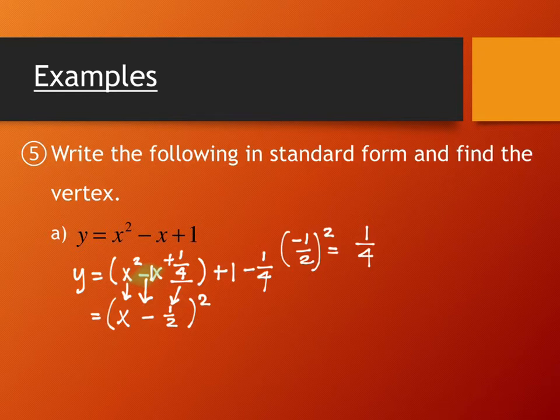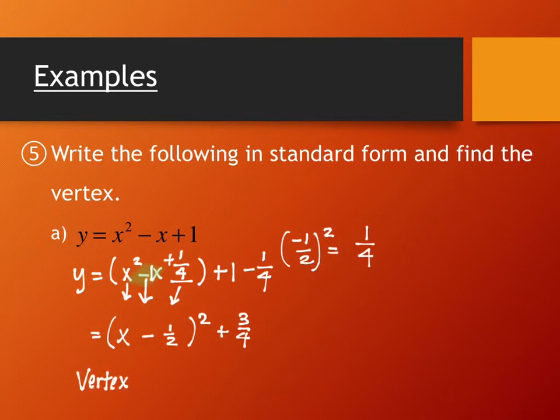Now I need to know what is 1 minus 1/4. 3/4. Hopefully you're thinking quarters. Right? $1 minus a quarter is 3/4. So we end up with this as the standard form. And then what would be my vertex from that equation? Yep, 1/2, sign's opposite. 3/4, the sign's the same.